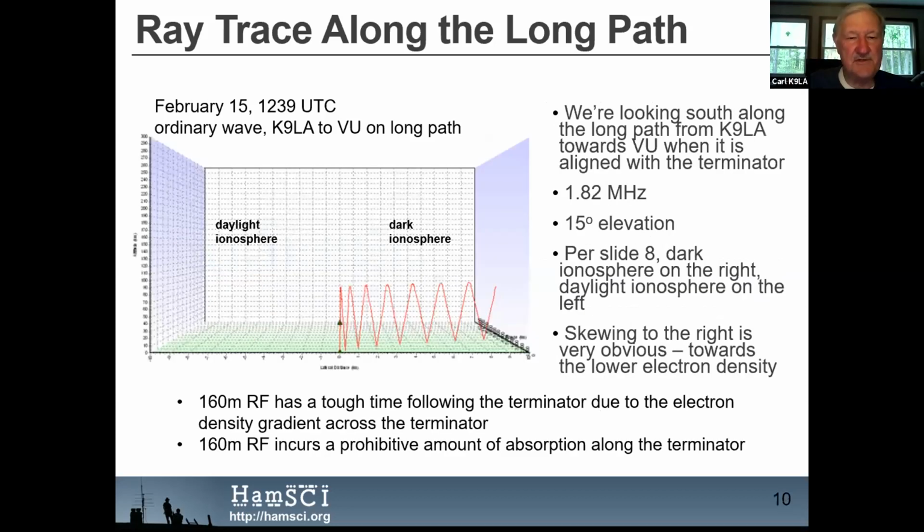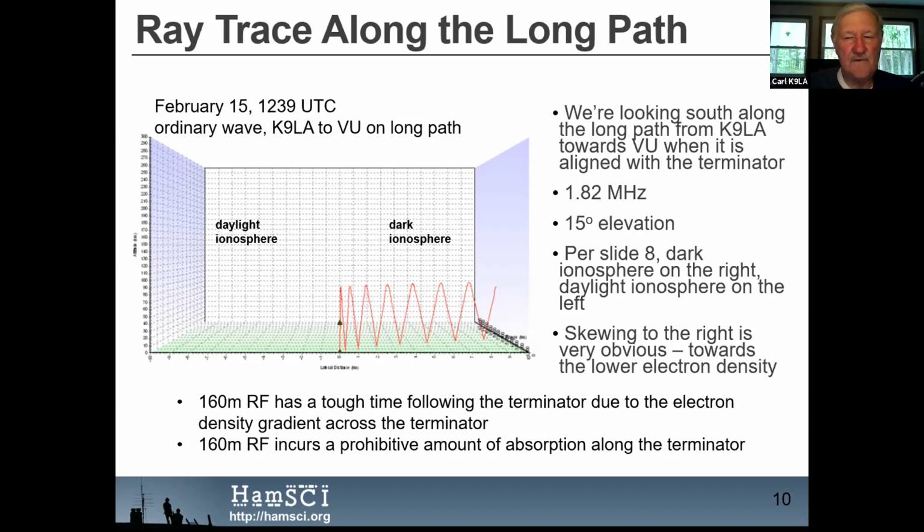So here's a picture looking along the path. What this shows is the skewing to the right much more, it's much more visual. Again, the dark ionosphere is on the right. We're looking south from my QTH. And you can see the RF just can't follow the terminator.